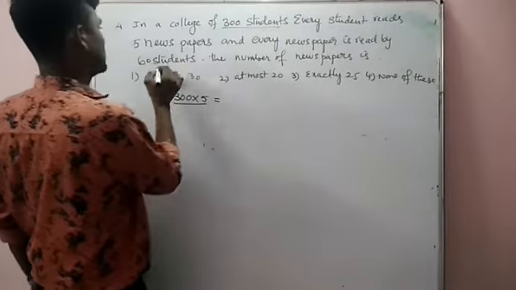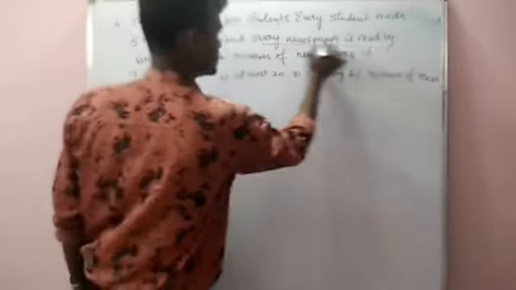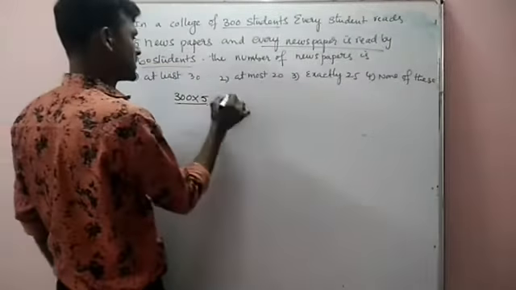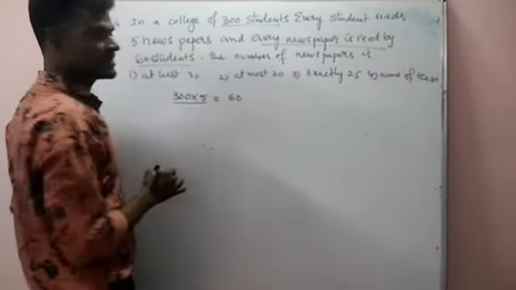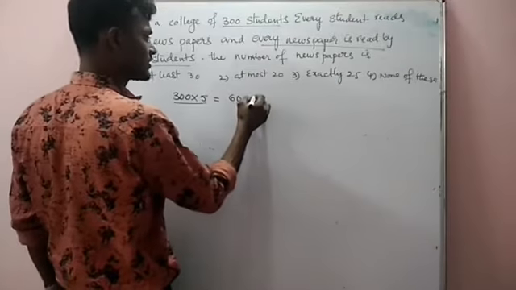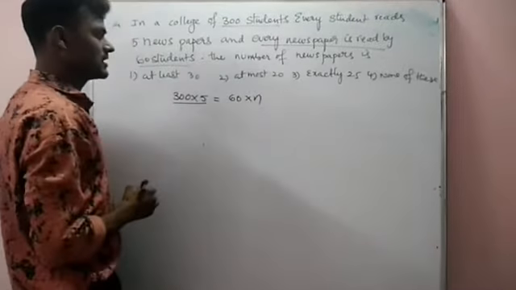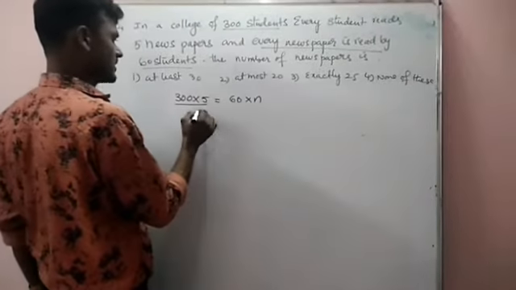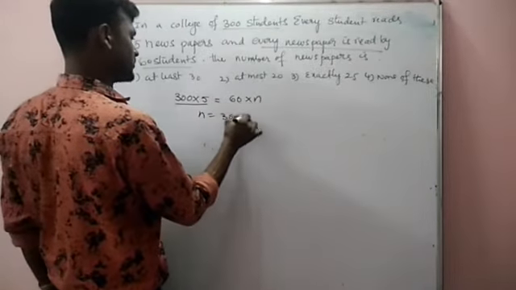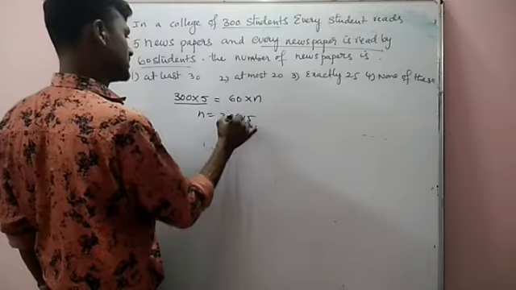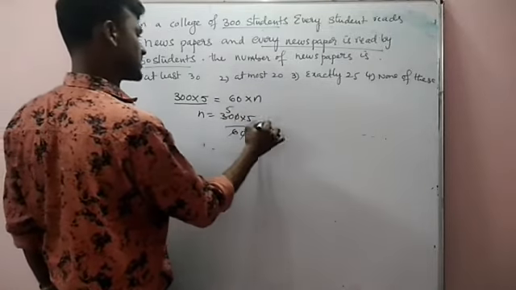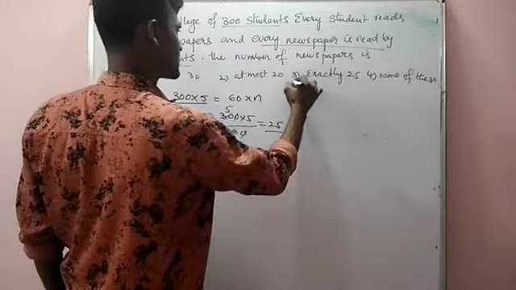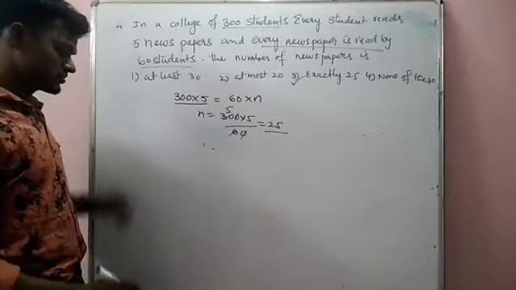Next, every newspaper is read by 60 students. Here the number of newspapers is n. Then n is equal to 300 into 5 by 60. The zeros cancel, 6 1s are 6, 5 7s are 5, 5 5s are 25. Exactly 25 newspapers.